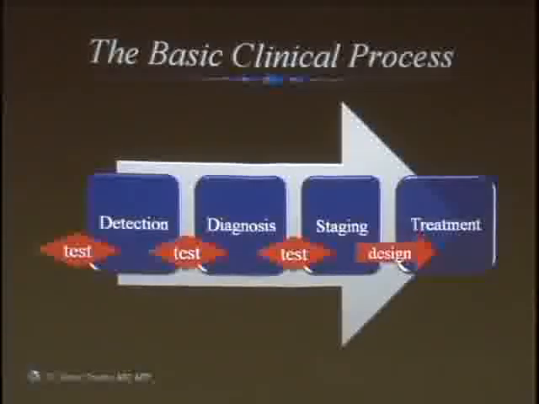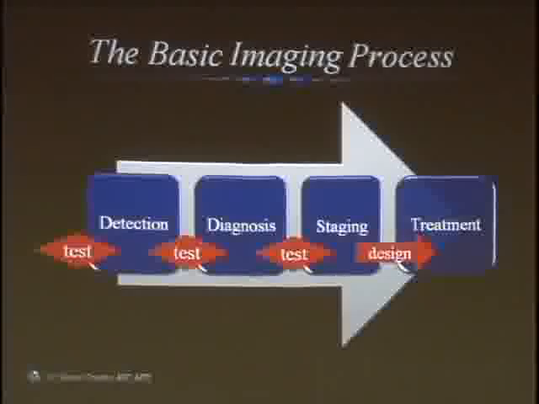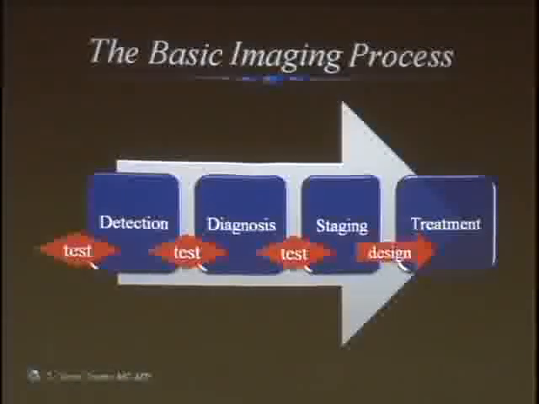You feel a bump on their skin. You do more tests to diagnose what that bump is. What that bump is tells you, well, I better know how much of that bump is all through the body. How much is all through the body tells you what your treatment's going to be. Okay, this is a basic algorithm that you all know. The imaging algorithm is exactly the same. We do a test, we detect, we do a test, we diagnose, we do a test, we stage, and from that information we design a treatment.